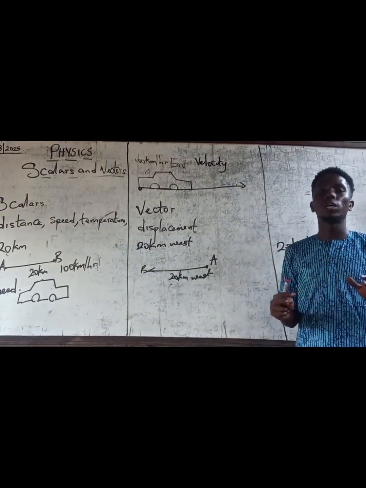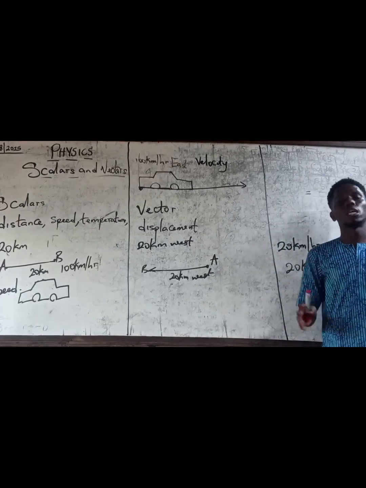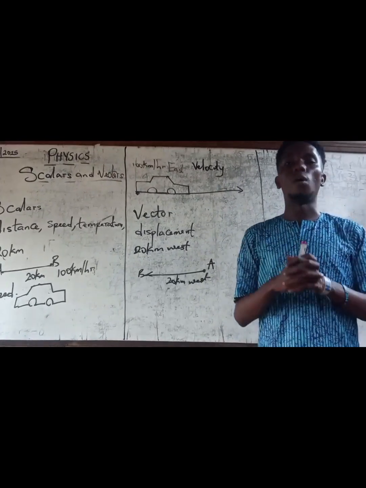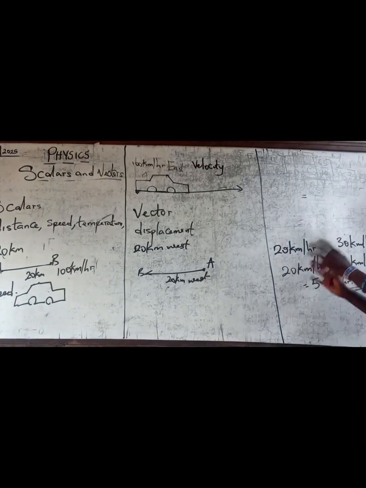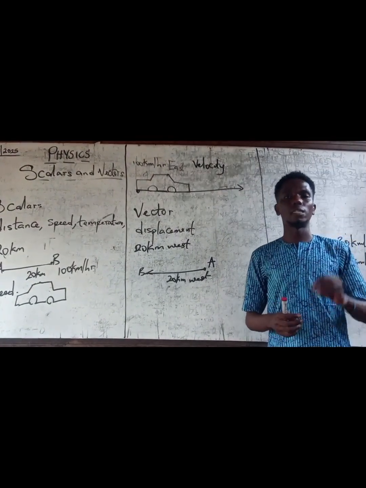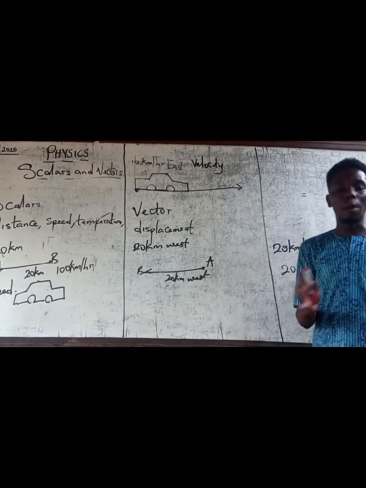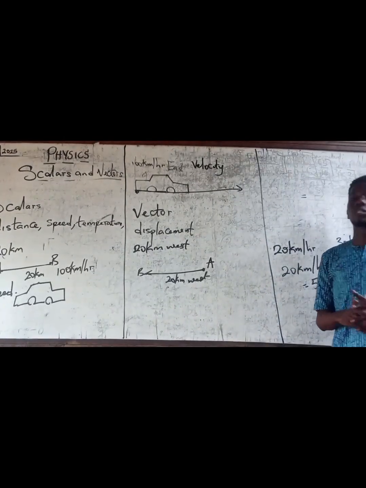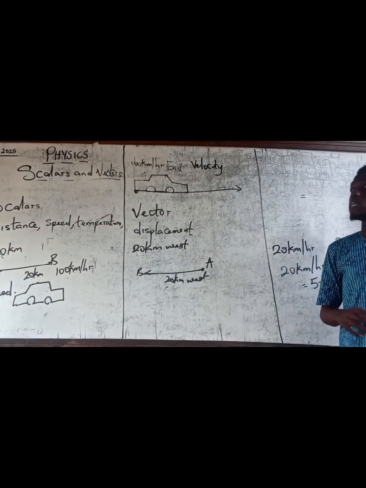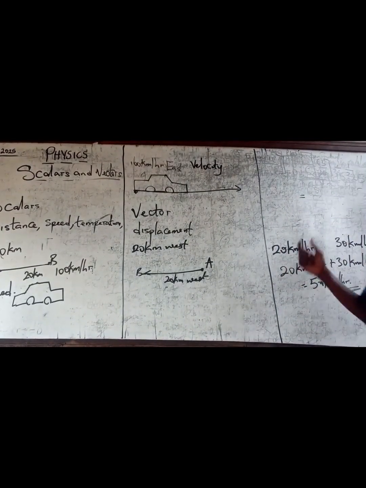So there is a certain way and a specific method we use in adding two or more vectors, which we will get into shortly. But just have it in mind that scalar quantities can be added and subtracted like normal numbers. But when it comes to vector quantities, we don't do them like that. Why? Because direction is specified.